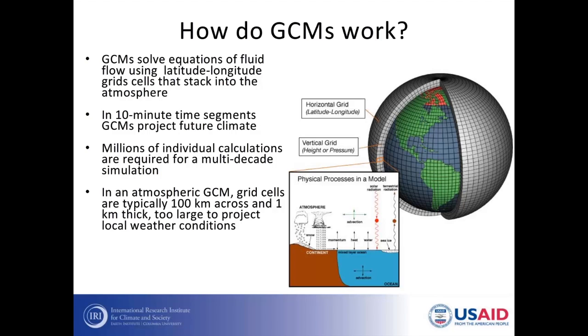How big are these cells? Well, in an atmospheric GCM, grid cells are typically about 100 kilometers across and say 1 kilometer thick. So these are really too large to project local weather conditions.